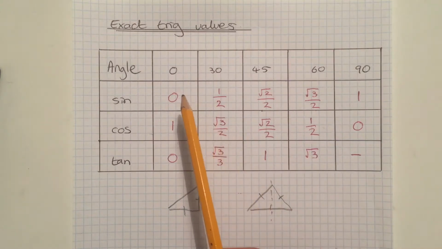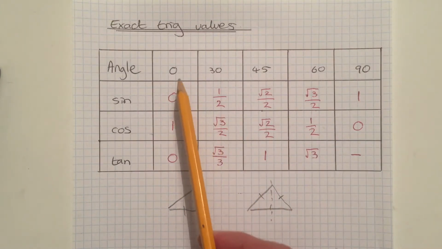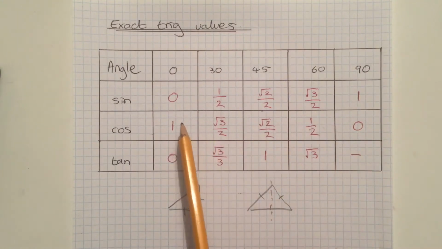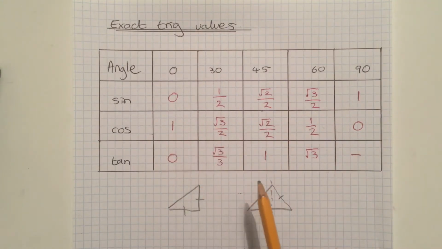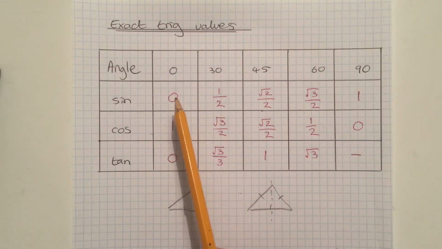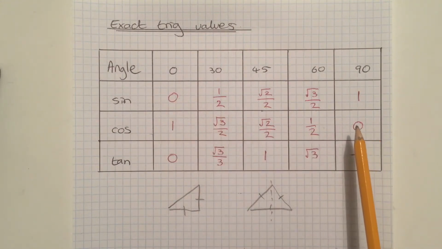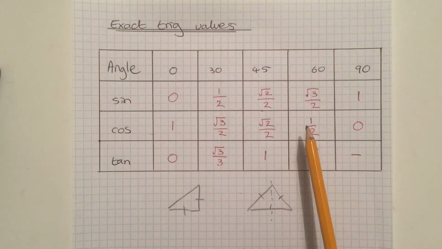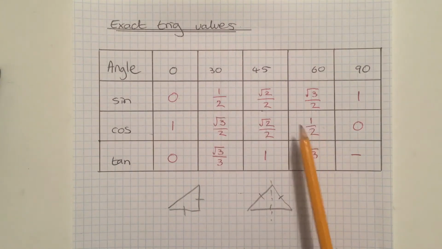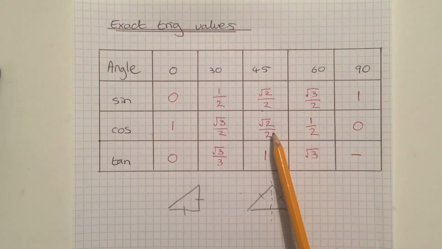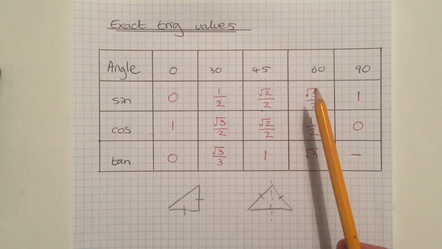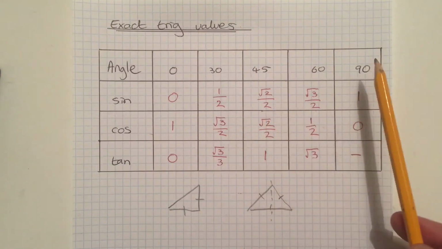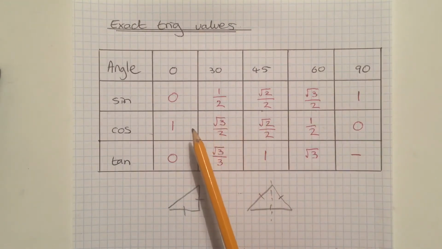First thing to spot is notice how the sine function and the cosine function produce the same values but in reverse. So sine of 0 is the same thing as cos of 90. Sine of 30 is the same thing as cos of 60. Sine of 45 is the same thing as cos of 45. Sine of 60 is the same thing as cos of 30. And sine of 90 is the same thing as cos of 0.